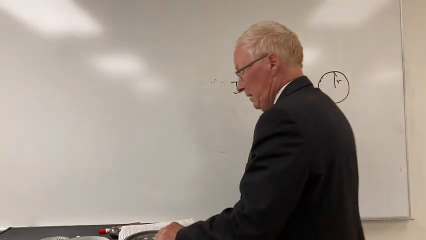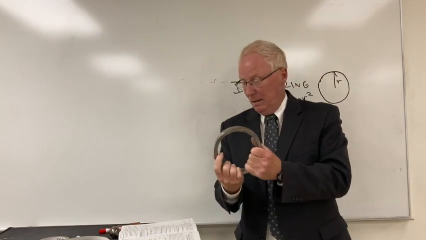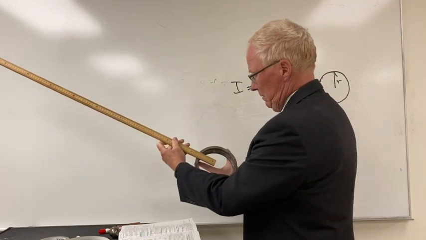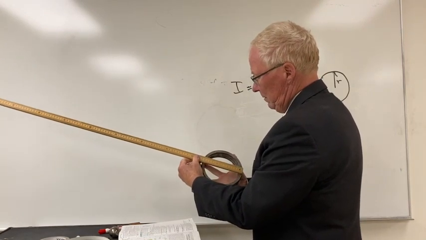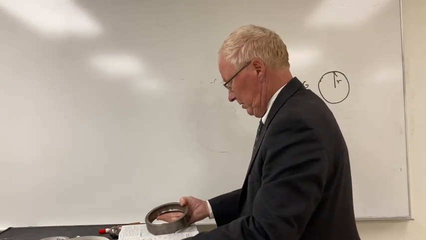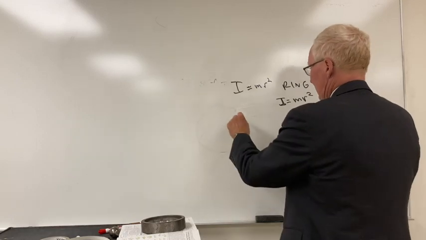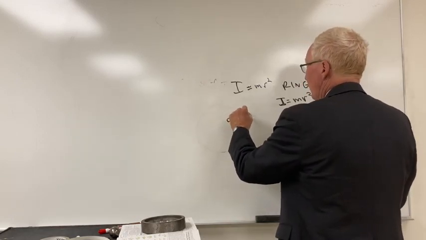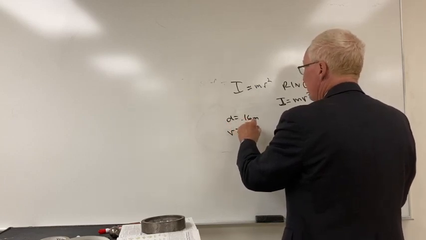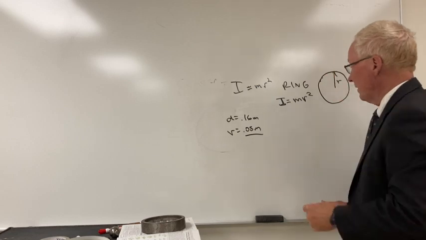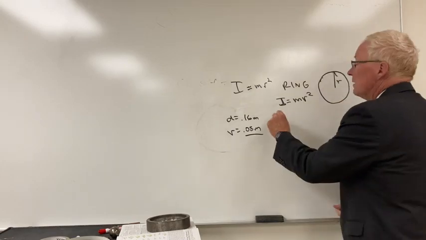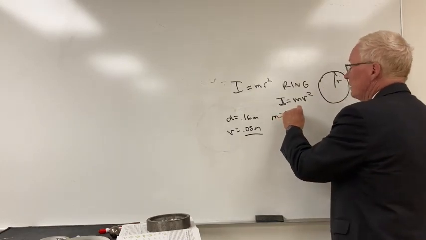All right, so I got this ring. I went and found a ring. So this ring has a diameter of 16 centimeters. So diameter is 0.16 meters. Radius is 0.08 meters. And this thing has a mass of about 2 kilograms.